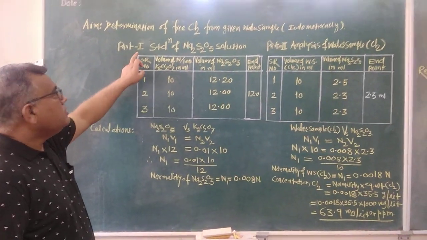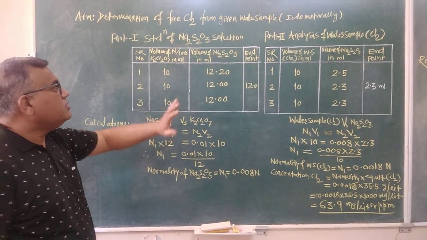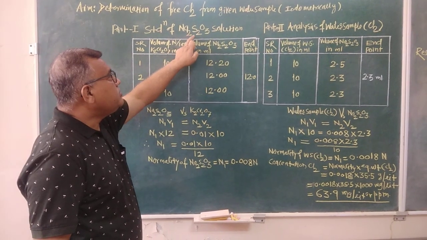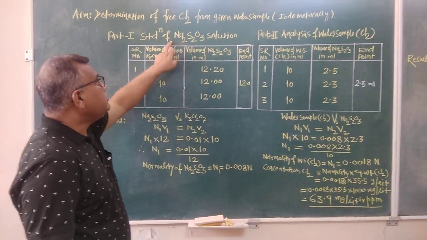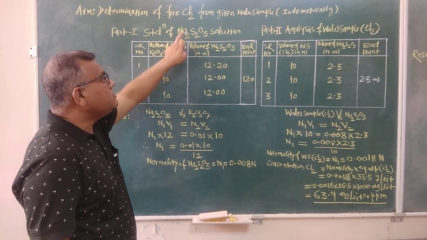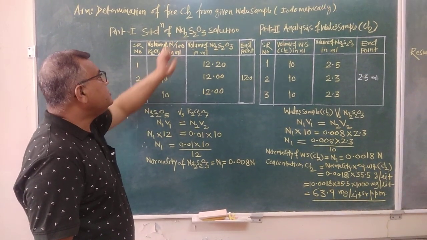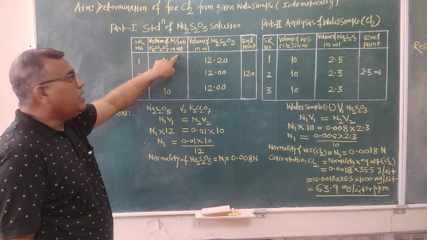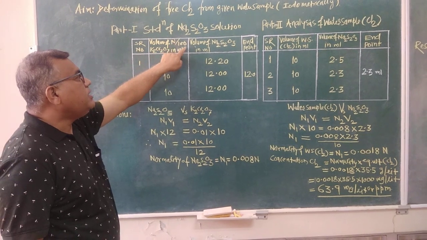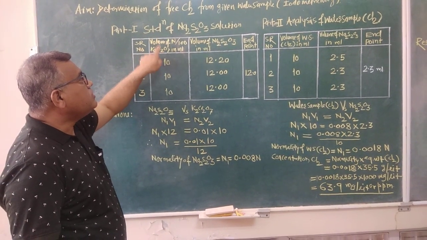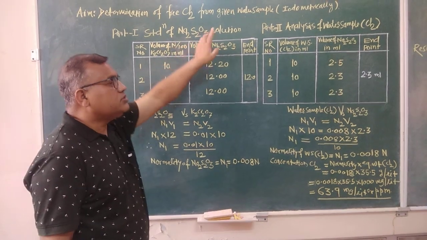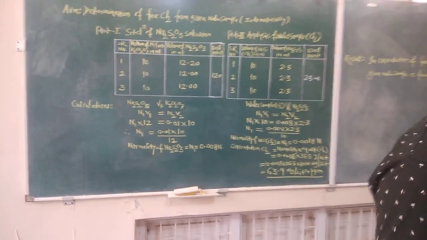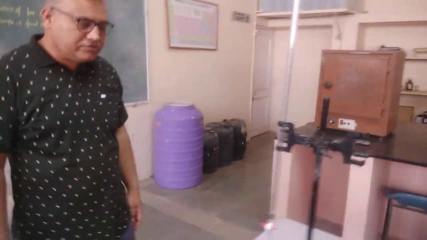Now directly I will demonstrate part 1 of this experiment, the standardization of Na2S2O3 solution. In this experiment you have to standardize this solution because it is not a standard solution. To standardize it we use K2Cr2O7, whose normality is given to you, that is N/100. Using this solution we are going to standardize the Na2S2O3 solution. Let us see the demonstration of the first part of the experiment.